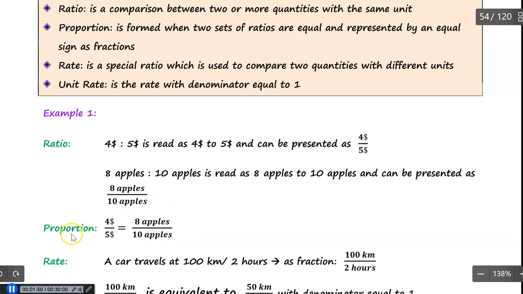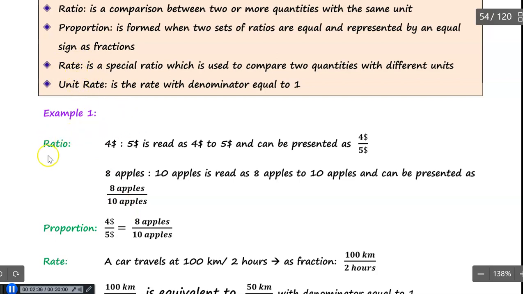What you can do with a proportion is, because you have two fractions equal to each other, you can manipulate these elements, either the numerator or denominator, using something called cross product. But we will get to that in the next part of this video. Before I get into that, I want to go over the definition of rate.